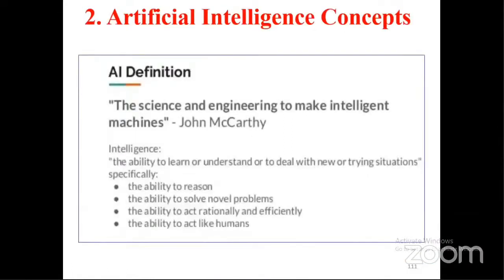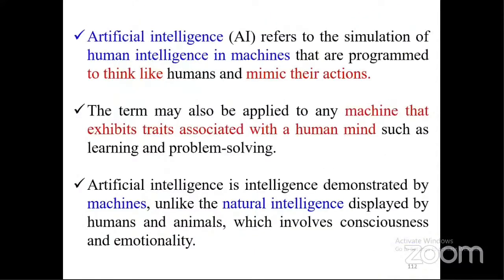Intelligent behavior in a machine is called artificial intelligence. It is the science and engineering of making intelligent machines, proposed by John McCarthy in the year 1969. Intelligence is nothing but the ability to reason, the ability to solve novel problems, the ability to act rationally and efficiently, the ability to act like humans. In artificial intelligence, machines mimic humans and think like humans. So intelligence is demonstrated by machines, unlike the natural intelligence displayed by humans and animals, which involves consciousness and emotionality.